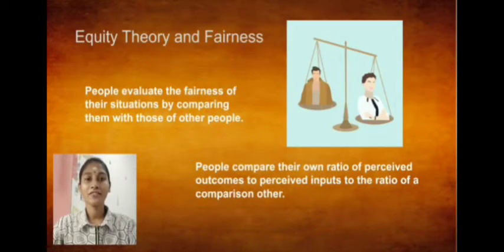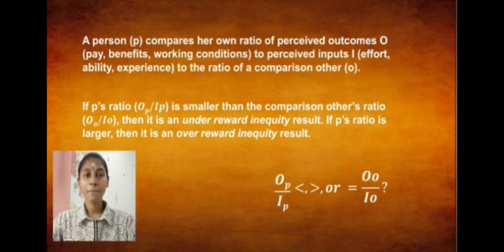Equity theory and fairness. People evaluate the fairness of their situation by comparing them with those of other people. People compare their own ratio of perceived outcomes to perceived inputs to the ratio of a comparison other. A person, P, compares her own ratio of perceived outcomes O, which are pay, benefits, and working conditions, to perceived inputs I, which are effort, ability, and experience, to the ratio of a comparison other O.